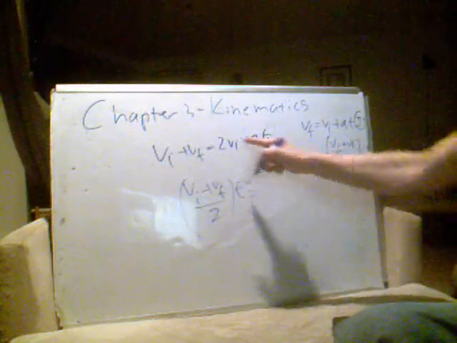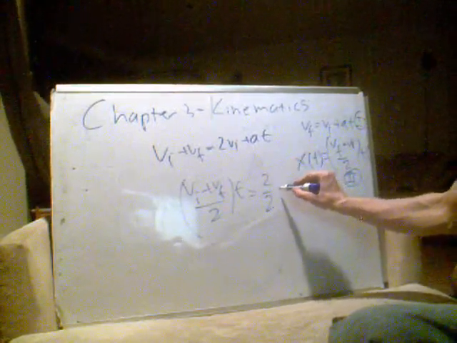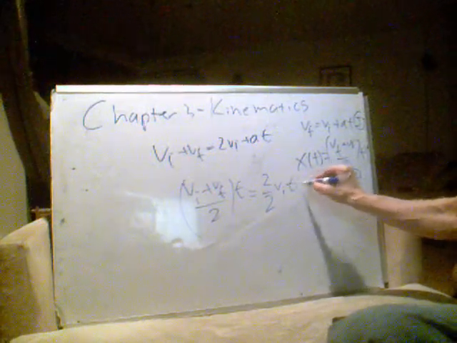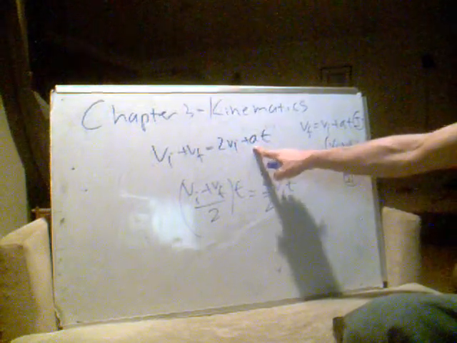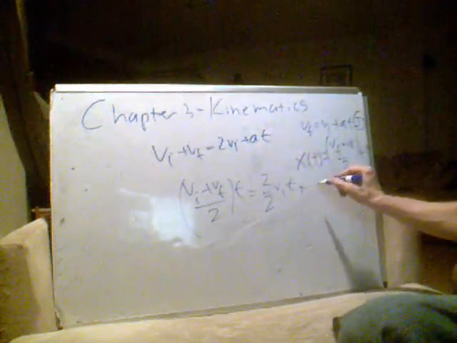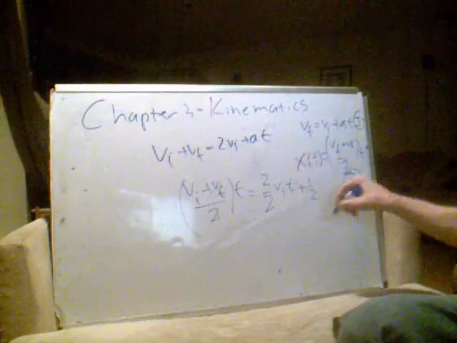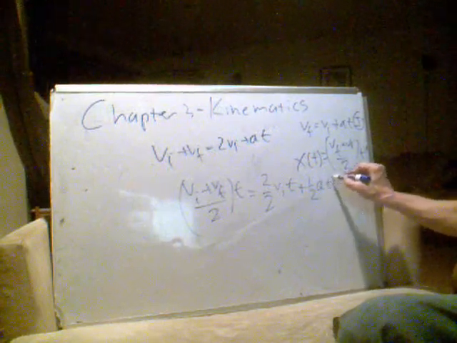Delta t over 2 times 2 V I. Obviously we're going to get 2 over 2, so we've got V I times t, right? And then we've got a times delta t over 2. We've got 1 over 2 times a times t squared, right?